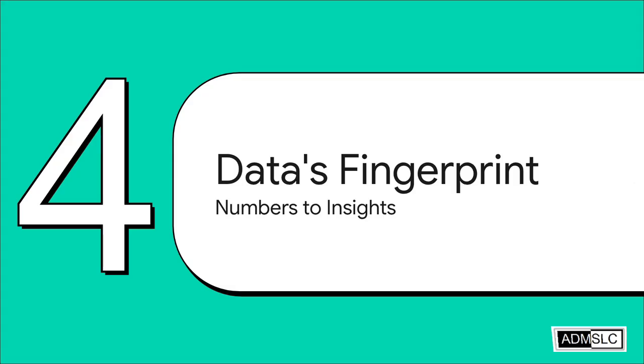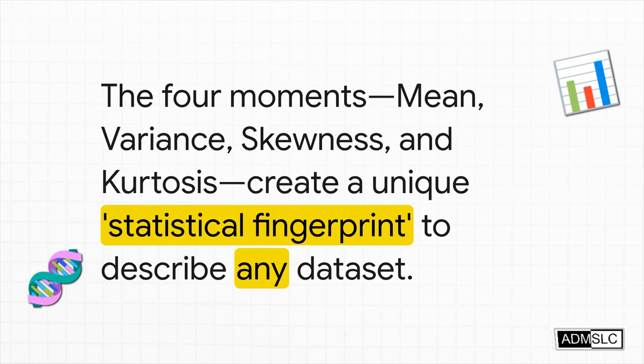So let's bring this all home. We've looked at the center, the spread, and the shape of data. These 4 moments aren't just abstract numbers for a textbook. They are the absolute key to unlocking real-world insights. When you put all 4 of these measures together, mean, variance, skewness, and kurtosis, you create what you can think of as a unique statistical fingerprint. This fingerprint can describe the fundamental character of almost any data set you'll ever come across, and it does so in a really concise and powerful way.